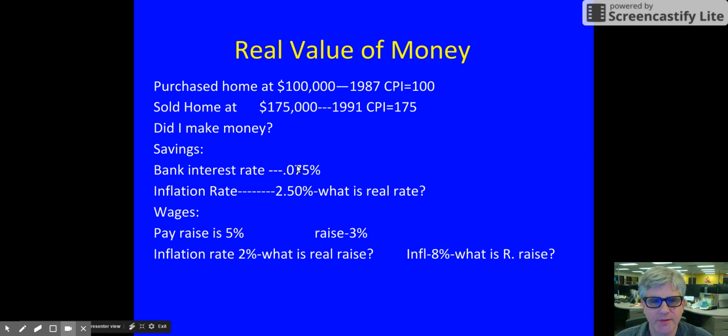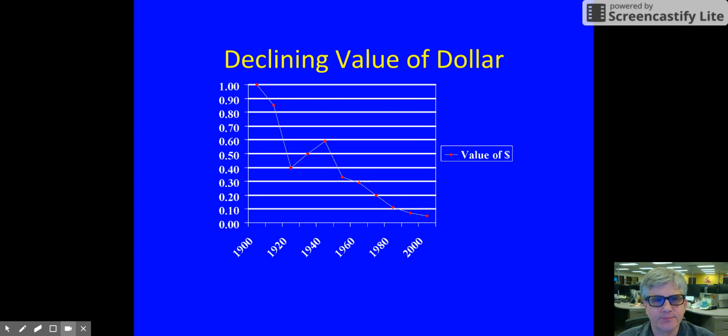Here's the current bank interest rate. The inflation rate is 2.5%, so I actually lost money because this is what I gained. This is the plus and this is the negative. In wages, say my pay raise was 5 and inflation was 2, so 5 minus 2, my raise is actually 3. If my raise is 3% and the inflation rate is 8, then my real raise would be negative 5%. So this is how we look at the real value of money and whether I really made money.